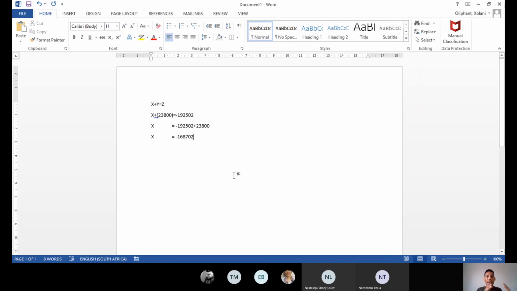So you always make X the unknown, right? X is the unknown, and then Y is what you started with at the beginning of the year, which was your opening balance of 23,800, right? And then your Z is what you've ended up with, which is the balance at the end of the current year. Then you do that mathematical equation, right? Yes. So I think that's about it.